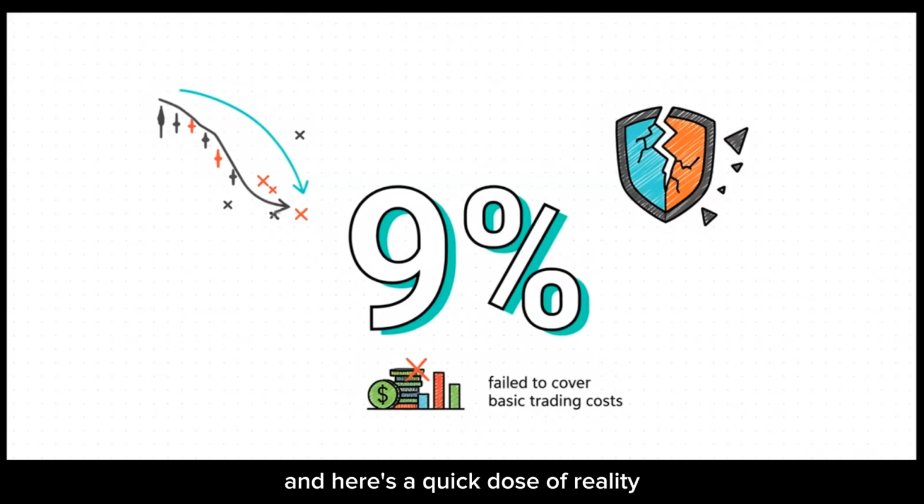And here's a quick dose of reality. In a bear market, this pattern has a 9% break-even failure rate. What that means is that almost 1 out of every 10 times you see an upward breakout, it's going to fail to move enough to even cover your trading costs before it reverses. It's a great reminder that this is all a game of probabilities, not certainties.